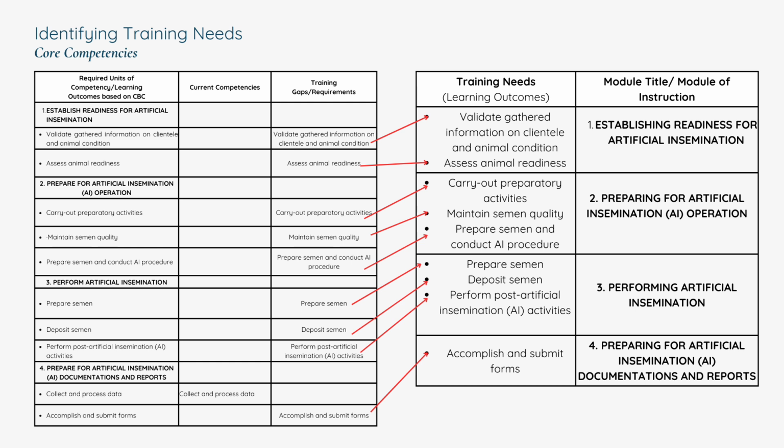For core competencies, which are critical to artificial insemination, the identified training needs are, first, establishing readiness by validating client and animal information and properly assessing readiness. Second, preparing for artificial insemination, including semen preparation and quality maintenance. Third, performing the insemination procedure itself, from semen preparation to deposition and post-AI activities. Lastly, completing documentation and reports accurately.